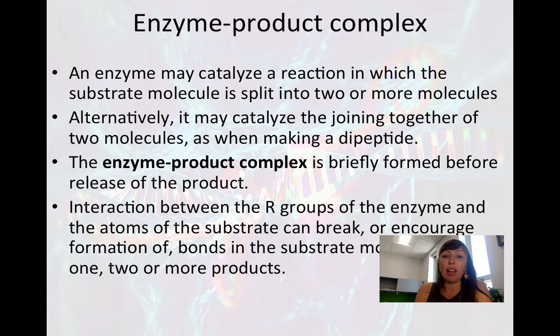An enzyme may catalyze a reaction in which the substrate molecule is split into two or even more. Alternatively, it may catalyze the joining together of two molecules, as when making a dipeptide. The enzyme-product complex is briefly formed before release of the product. It's the interaction between the R groups of the enzyme and the atoms of the substrate which breaks or encourages the formation of bonds in the substrate molecule, forming one, two, or even more products.